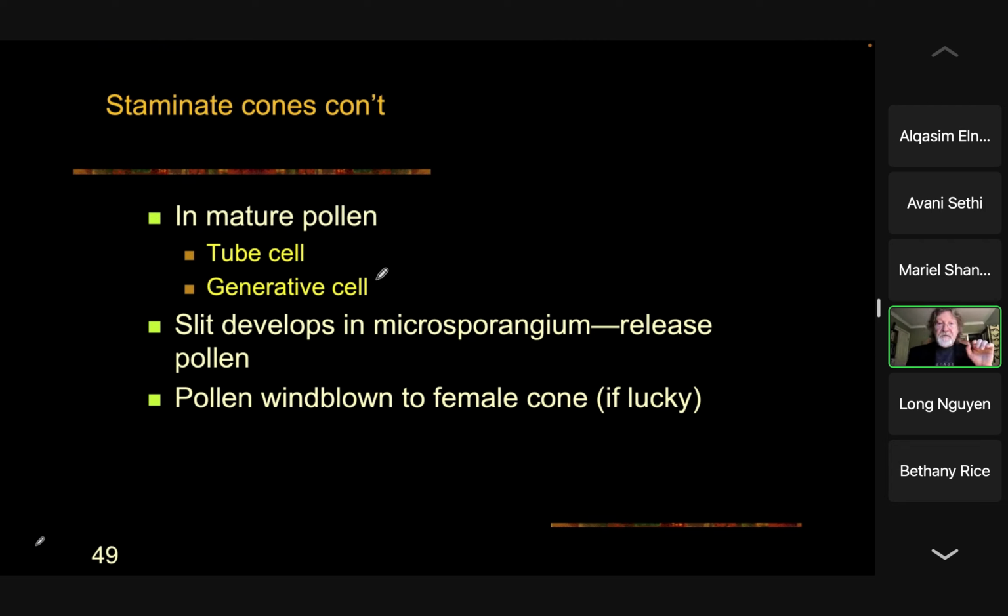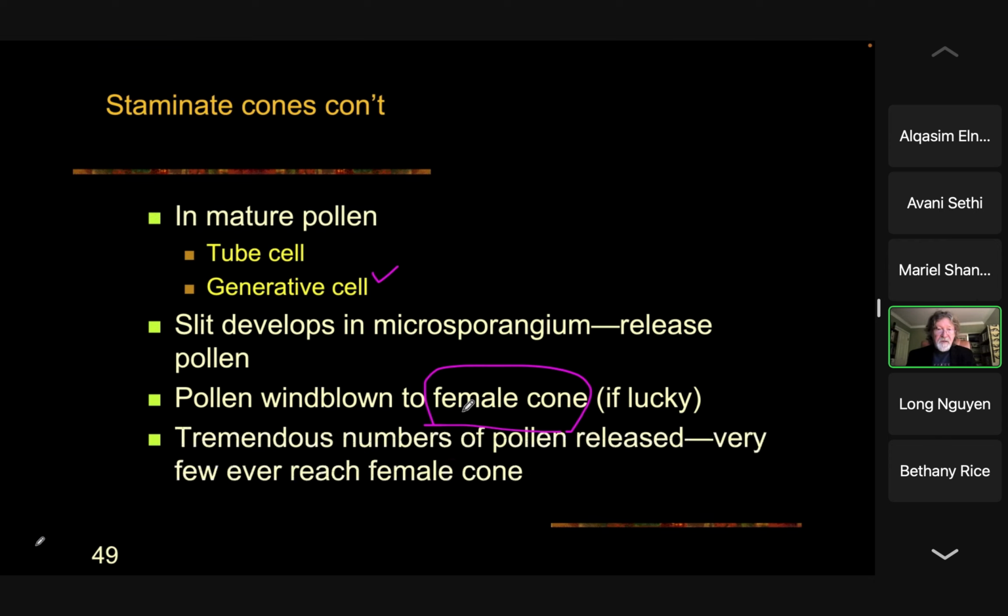What's important about this generative cell is that when it divides, it creates sperm. And so the male gametophyte produces sperm, and that needs to be carried to an egg that will be produced in a female cone. Now, I don't have time to go over the female cones now. I was hoping to get to that before we get into Monday. But briefly at the beginning of Monday, I will complete this.